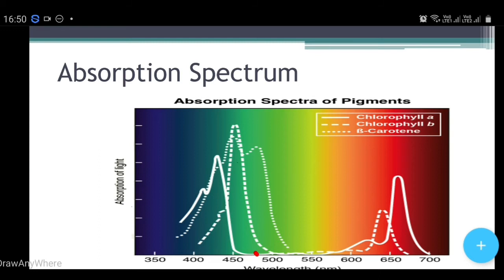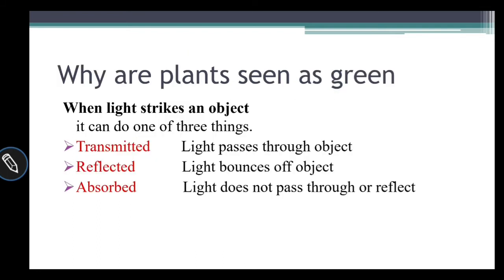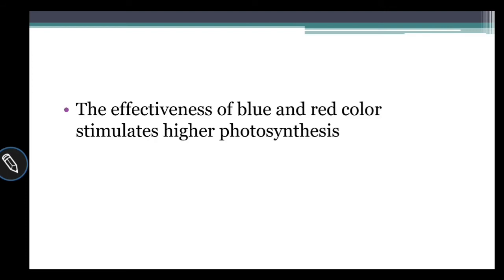Chlorophyll does not show any peak near the green color region. They show only peaks near the violet region and the red region. Means what? The plant is reflecting green color. So leaves are green because the chlorophyll in leaves reflects green light and absorbs the other colors. That is the main reason why the plant appears green in color, even though the peaks are in the violet region or red region. The reason is the reflection of green color.